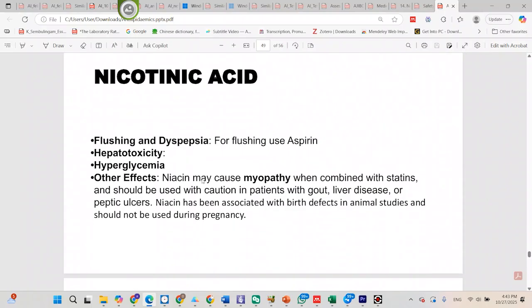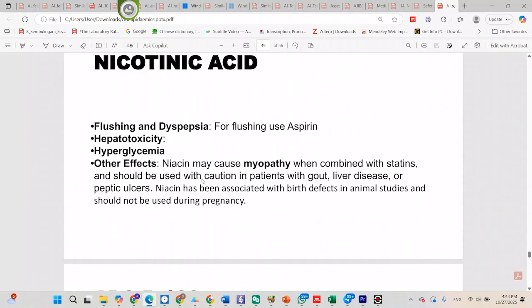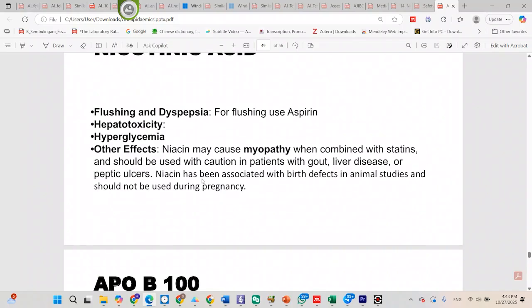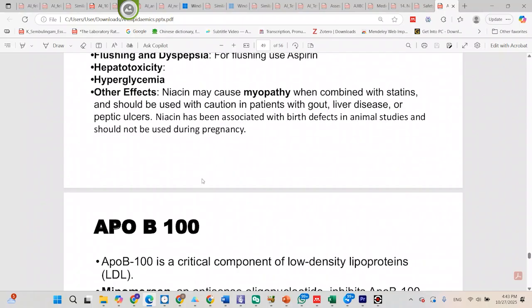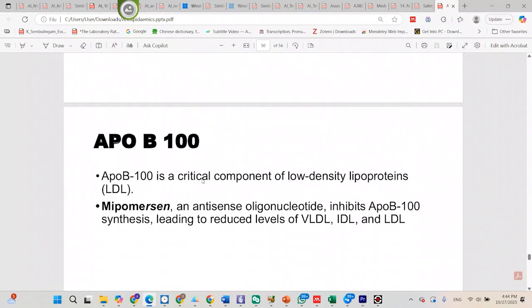The side effect of nicotinic acid or niacin is that it can cause flushing. And this flushing can be reduced by aspirin when you give aspirin alongside. Niacin can lead to severe muscle pain when combined with statins, and so you should be cautious when you want to give niacin alongside your statins. Then it can also exacerbate gout and liver diseases. Another thing is that it may cause congenital abnormality, so this should not be used in pregnancy.